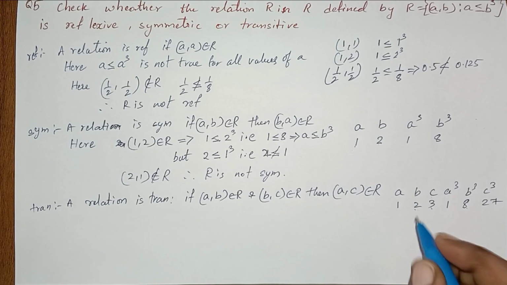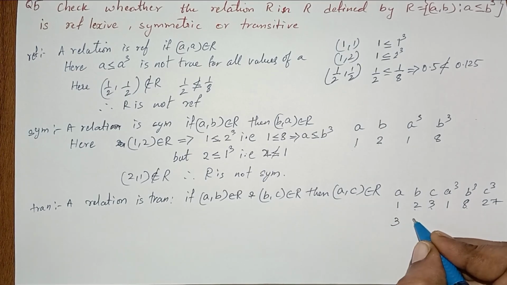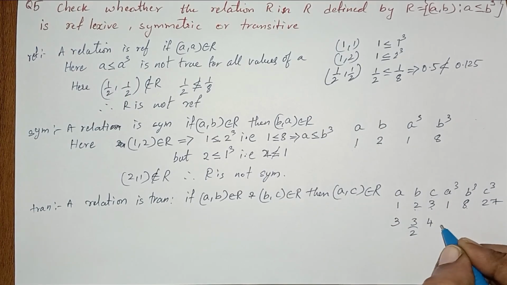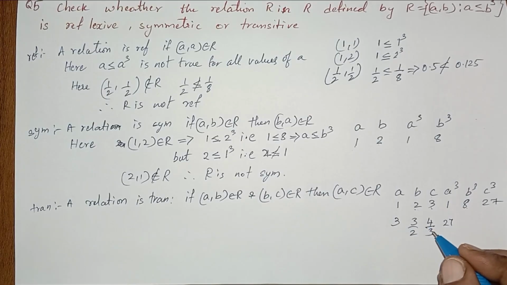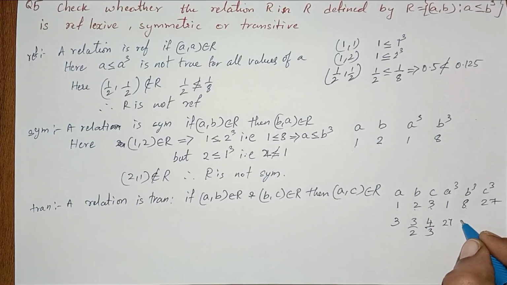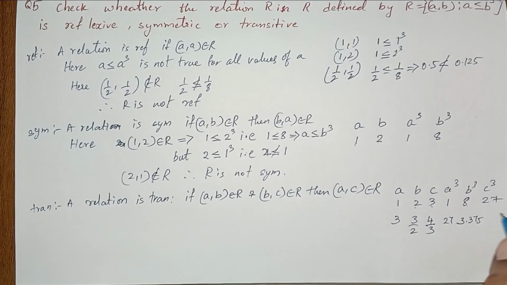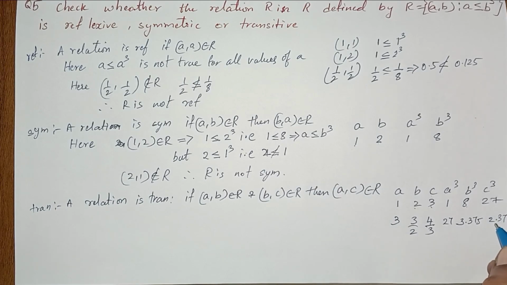Let's take another example, like fractions. Taking the values 3, 3/2 and 4/3. So a is 3, and 3/2 is nothing but 1.5. The cube of 1.5 is 3.375, and the cube of 4/3 is about 2.37. So now let's check this. If you take 3 and 3/2, then 3 is less than 27. Of course 3 is less than 27, that is proved.